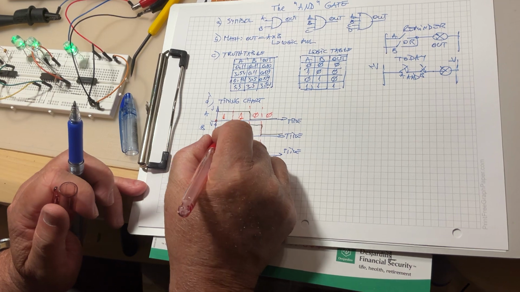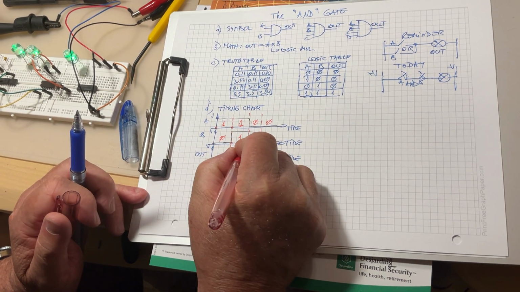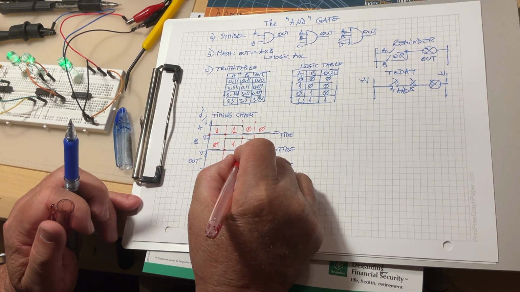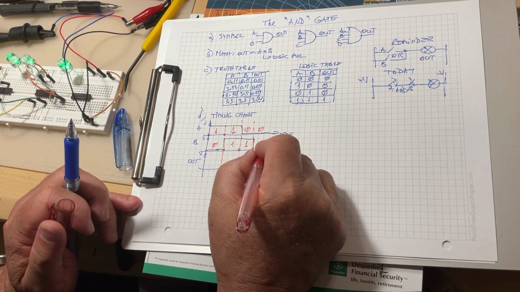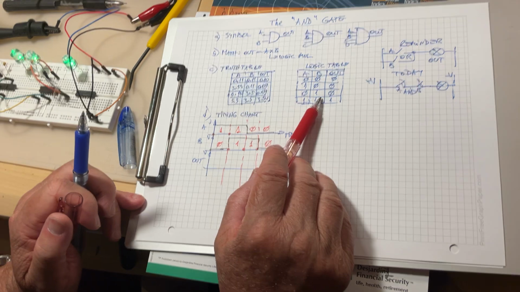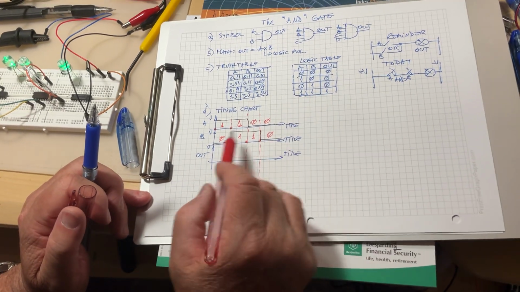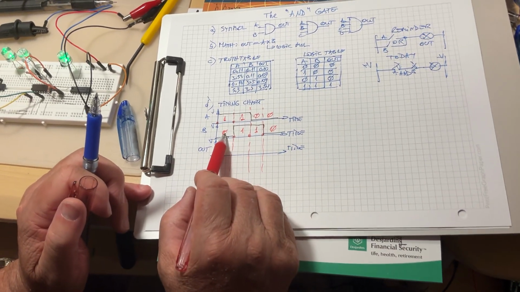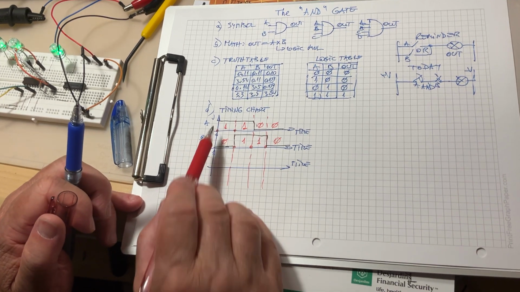Second one, here I have a 0, here I have a 1 from here to here. From here to here I have another 1, and then from here to the end I have a 0. So now the output should respond exactly like in the truth table. So if at least one of the inputs is a 0, 0 times anything else is a 0.